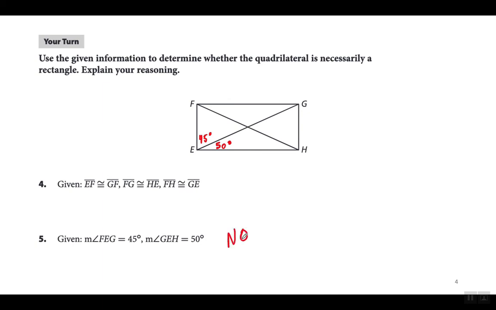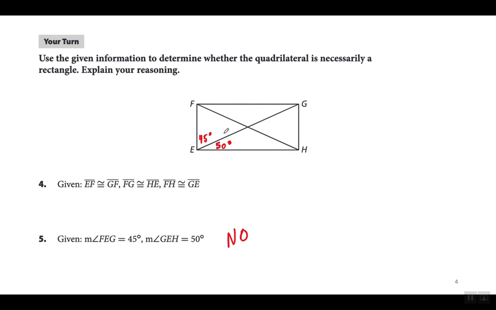The answer is no, because in order to have a rectangle, you got to have one of two conditions present. Okay, either the diagonals have to be congruent inside of a parallelogram, or we have to have at least one right angle inside of the parallelogram.